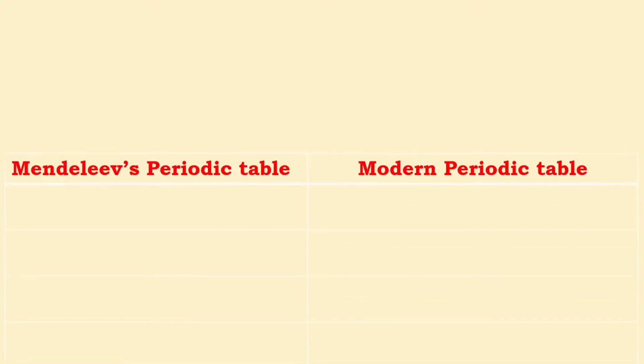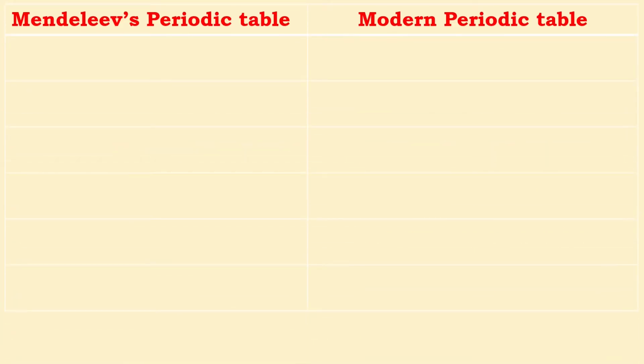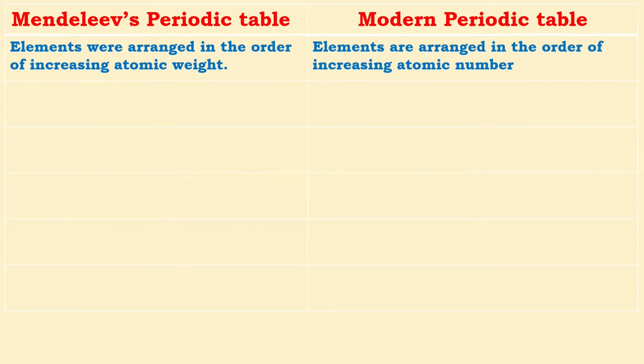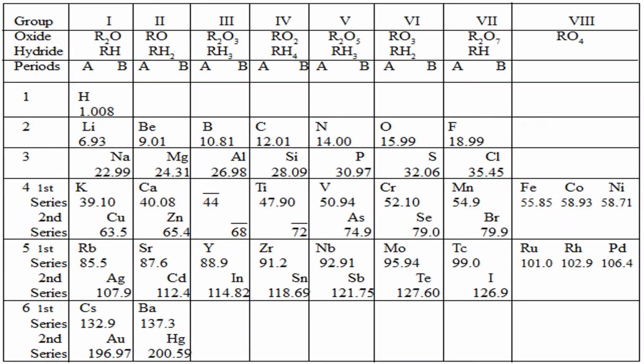Today I am going to differentiate the Mendeleev periodic table, which is also called the old periodic table, from the modern periodic table. First, we can say that elements were arranged in the order of increasing atomic weight in the Mendeleev periodic table. But in the modern periodic table, elements are arranged in the increasing order of their atomic number. How can we say so? I want to show you an example.